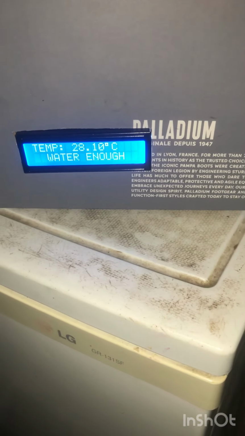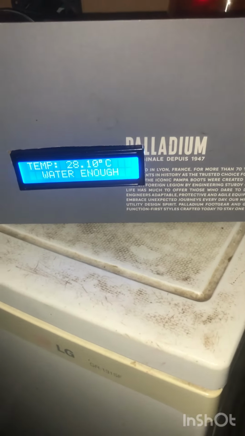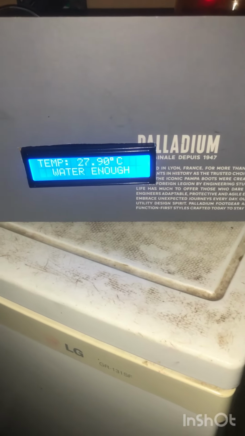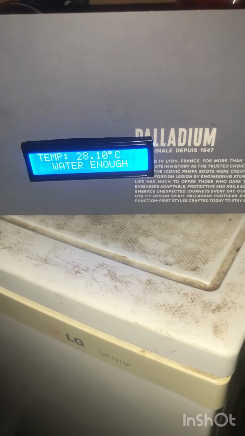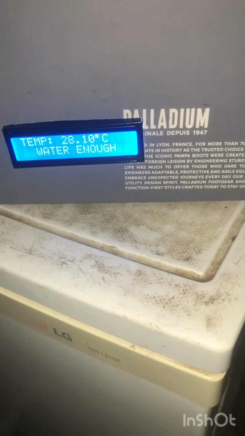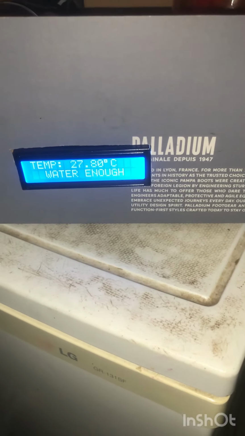We are at 28 degrees Celsius. Okay, just went back to 28. So now we wait until we reach 29. Actually 29.1. Any temperature above 29 is considered to be a hot temperature. So now we wait as the temperature continues to rise.